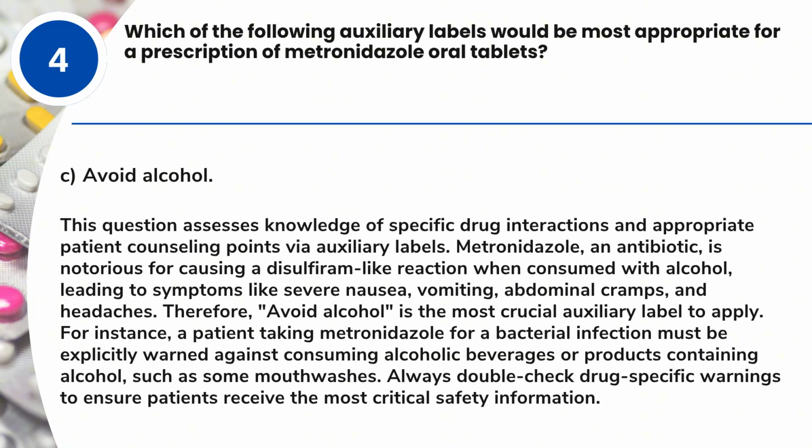Answer: C. Avoid alcohol. This question assesses knowledge of specific drug interactions and appropriate patient counseling points via auxiliary labels. Metronidazole, an antibiotic, is notorious for causing a disulfiram-like reaction when consumed with alcohol, leading to symptoms like severe nausea, vomiting, abdominal cramps, and headaches. Therefore, avoid alcohol is the most crucial auxiliary label to apply.